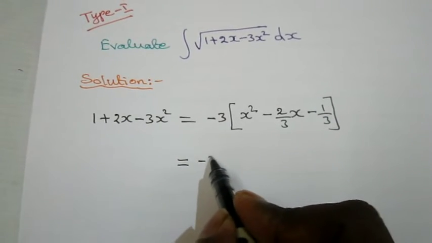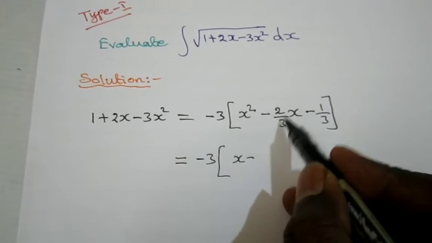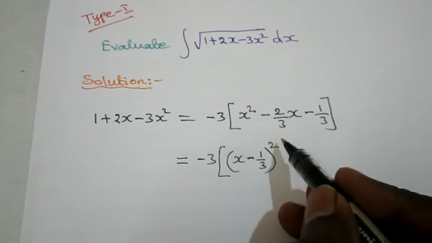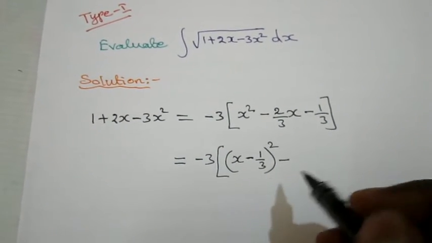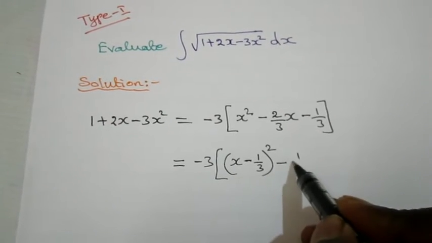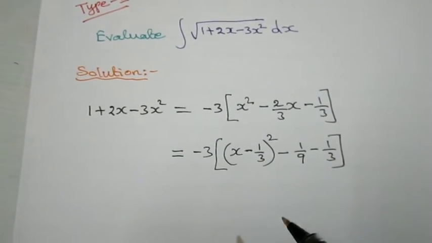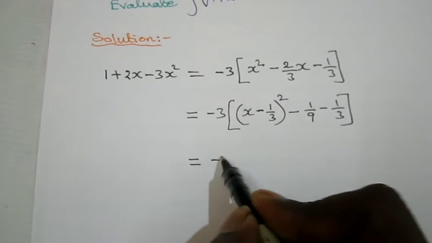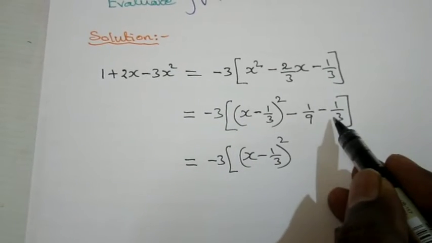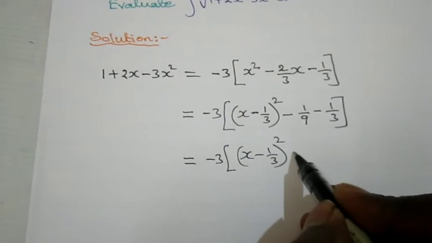By applying the perfect square formula, x minus a by 2, dividing this term by 2, the 2s cancel, 1 by 3 the whole square. So x minus a by 2 the whole square minus a square by 4. A square by 4 means square of this entire term, which is 1 by 9, and the remaining term 1 by 3. Okay, now I am going to simplify. So minus 3 into x minus 1 by 3 the whole square, simplify this, take LCM 9, so that 3 minus 1 minus 4 by 9.